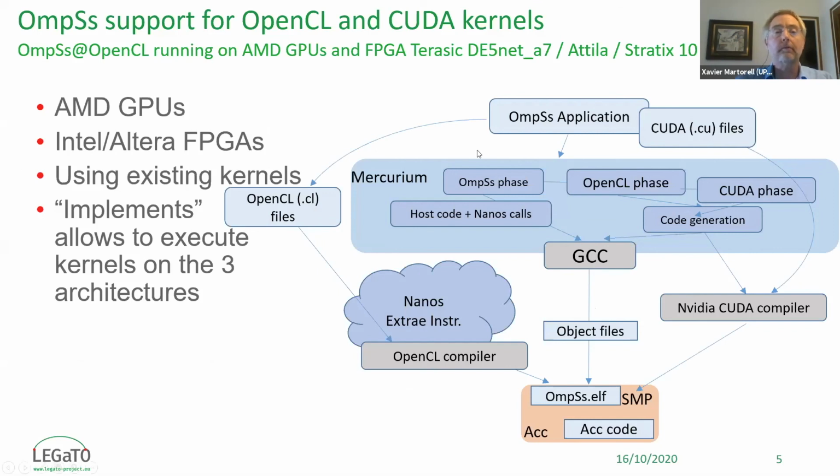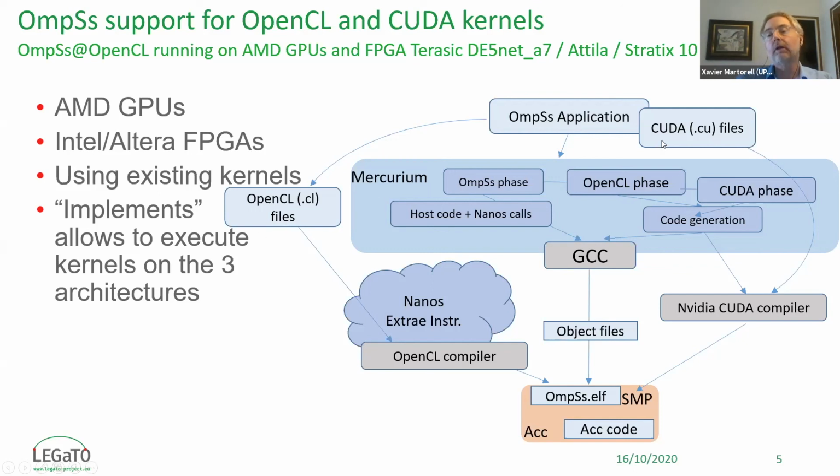The second integration that I'm showing here is the integration of OMS with OpenCL and CUDA kernels. In that case, the application is written at the high level in C or C++. The programmer needs to provide the CUDA files or the OpenCL files, or both, in fact, because we achieve running applications mixing CUDA and OpenCL on different targets. Mercurium has these two phases, the OpenCL phase and the CUDA phase, which deals with the different files.